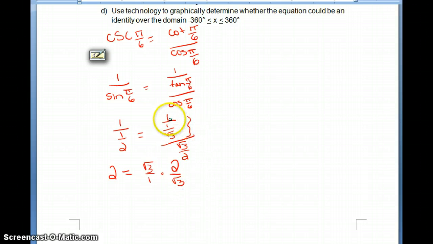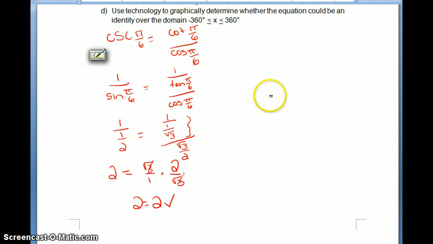So this one gets simplified to 1 times root 3 over 1. Then you get root 3 over 1. And because we're dividing by a fraction again, here we've got to flip this one. So here we have 2 divided by root 3. Here our root 3's cancel out, and 2 is equal to 2. And that is absolutely true. So here we can say that when theta is pi over 6, our equations here are true.